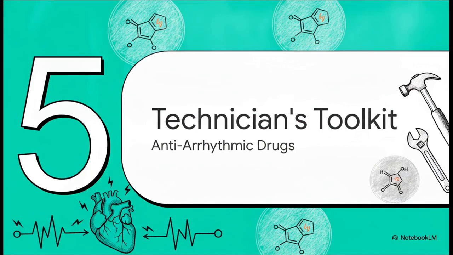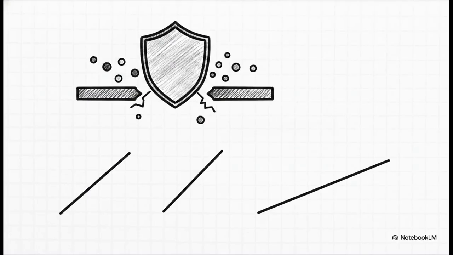Section 5. The Technician's Toolkit. Anti-Arrhythmic Drug Classes. Now that we deeply understand the normal grid, the short circuits, and the battery itself, let's step into our final segment. Here is the Technician's Toolkit, the 4 classes of pharmacological tools we use to fix these specific electrical glitches. We start with Class I, our membrane-stabilizing agents.